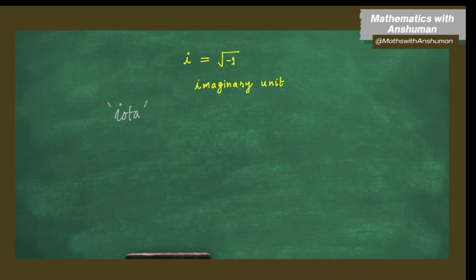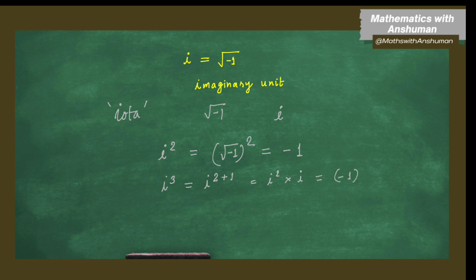Iota, that is equal to under root minus 1, can be written as simply i. And if we square iota, what we get is simply the squaring of under root of minus 1, and the result is minus 1. If we do the cube of iota, then what we are doing is actually iota to the power 2 plus 1, that is iota square multiplied by iota. And since we got the value of iota square as minus 1, we simply multiply minus 1 and iota, and our answer is minus iota.